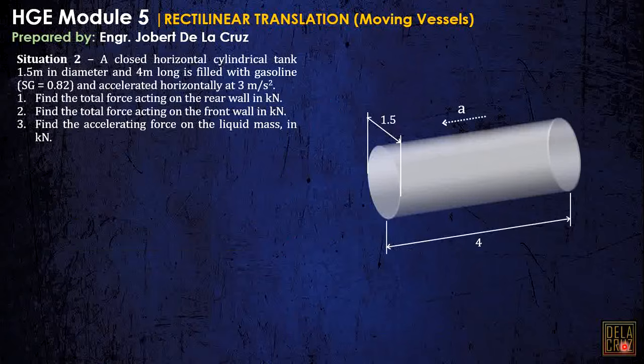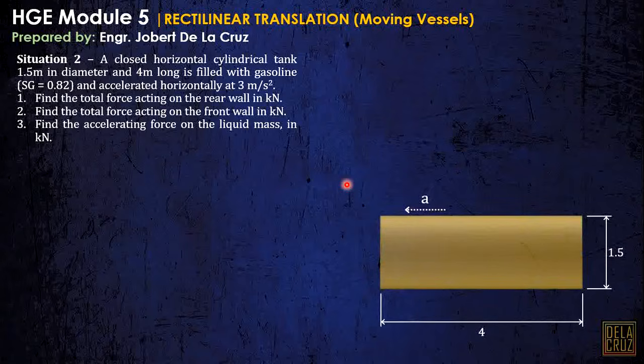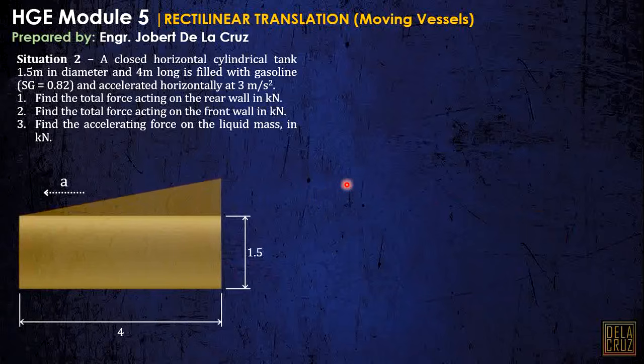Okay, so another situation. A closed horizontal cylindrical tank 1.5 meters in diameter and 4 meters long. Okay, so it is clearly illustrated dito sa drawing natin, no? Is filled with gasoline. We have the specific gravity of 0.82 and accelerated horizontally at 3 meters per second squared. Okay, so it is filled with gasoline daw. Okay, and it is moved with a constant acceleration. In this case, that is 3 meters per second squared.